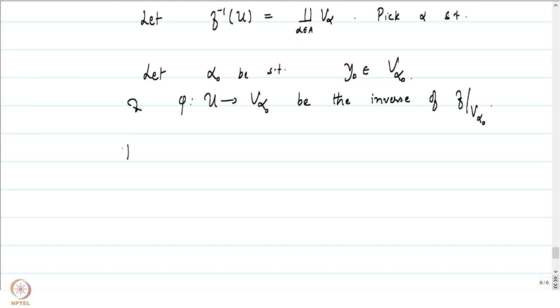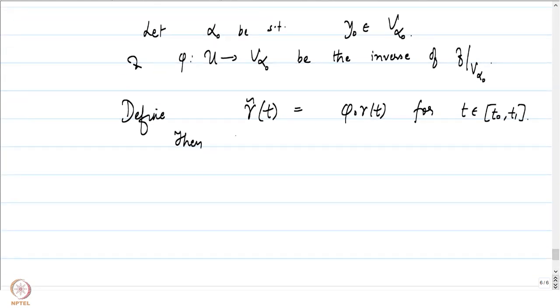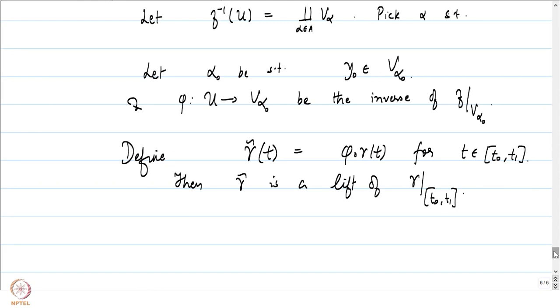Now if we define gamma tilde of t to be equal to phi composed with gamma of t for t in [t0, t1], then gamma tilde is a lift of gamma restricted to [t0, t1]. So the induction process has been kick started. For {t0} a singleton, there is nothing to prove because the lift is now going to be just y naught. Here we do have the curve gamma tilde starting from y naught by the very choice of phi.